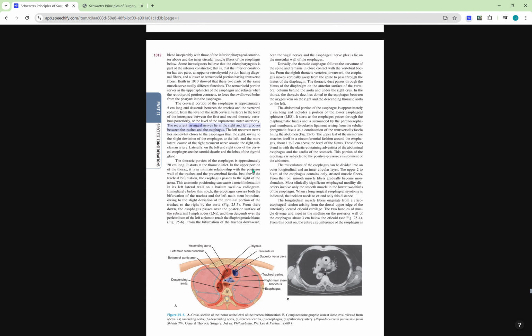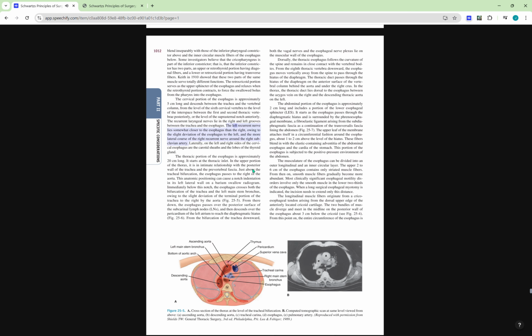The recurrent laryngeal nerves lie in the right and left grooves between the trachea and the esophagus. The left recurrent nerve lies somewhat closer to the esophagus than the right, owing to the slight deviation of the esophagus to the left, and the more lateral course of the right recurrent nerve around the right subclavian artery.